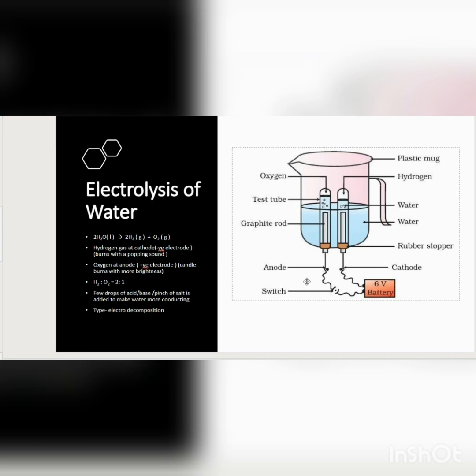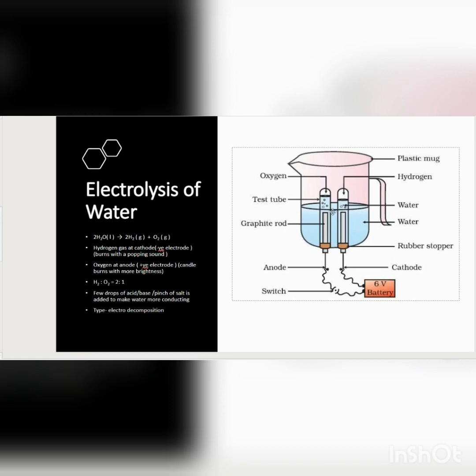To remember this, there is a learning trick that I always ask my students to remember by saying A plus, C minus. That means anode positive, cathode negative. So the anode is positive, which is graphite, and the cathode is also graphite, connected to the negative terminal of the battery.